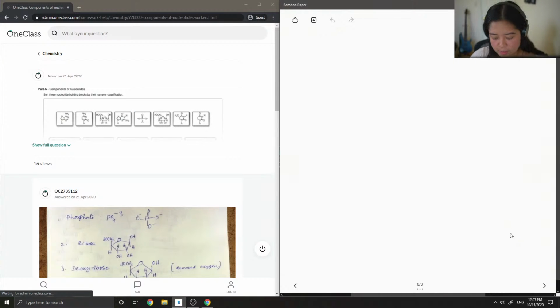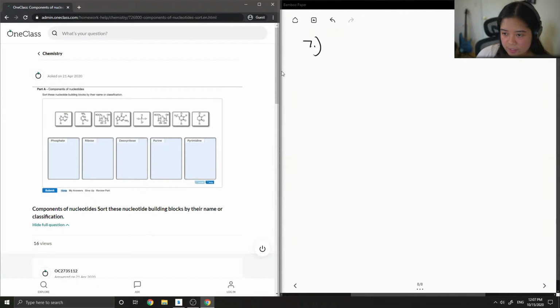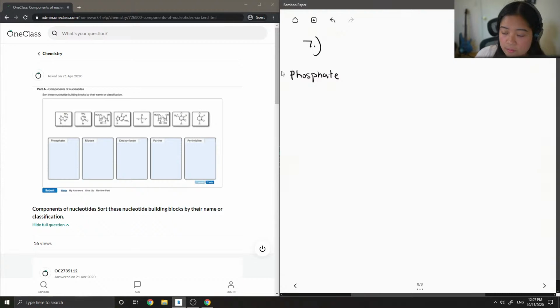Okay, so on to question number 7. Sort these nucleotide building blocks by their name or classification. So you have phosphate, ribose, deoxyribose, purine, and pyrimidine. Okay, so let's rule out the phosphate since it's the easiest to identify. It's the only one that has the phosphorus in it. This is your phosphate group.